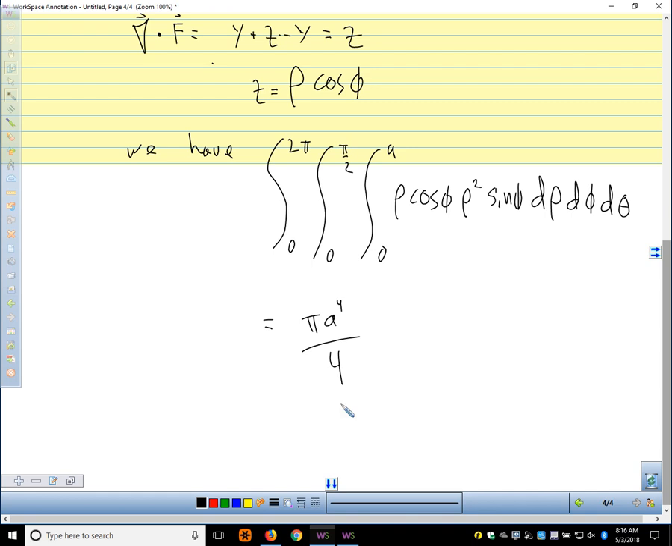And yeah, if a was, so a to the fourth over 4 would have to be about 4. So for it to be 12, oh yeah, so you just have to pick the right radius, and it would equal 12.